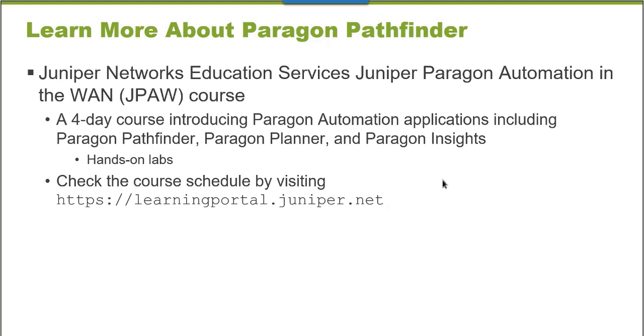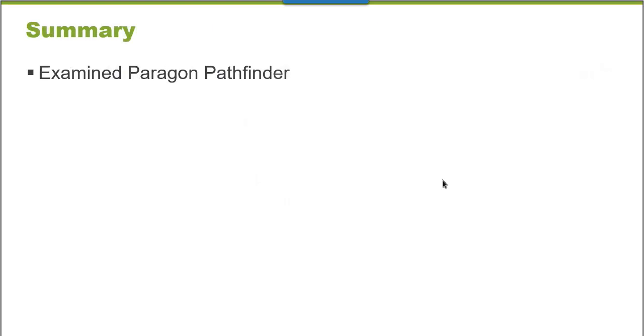To learn more about Paragon Pathfinder, Juniper Networks Education Services has a Juniper Paragon Automation in the WAN, JPAW course, 4 days. It introduces multiple Paragon automation applications, including Paragon Pathfinder, Paragon Planner, and Paragon Insight, with hands-on labs with all of those components. View the schedule for this course at learningportal.juniper.net. In this Learning Byte, we examined Paragon Pathfinder. Thank you very much.